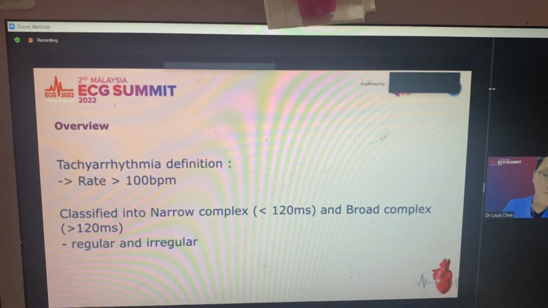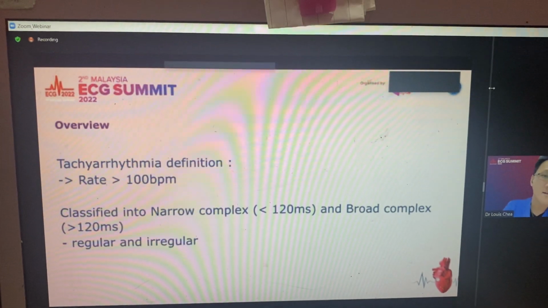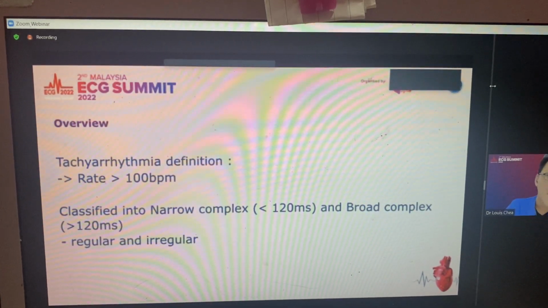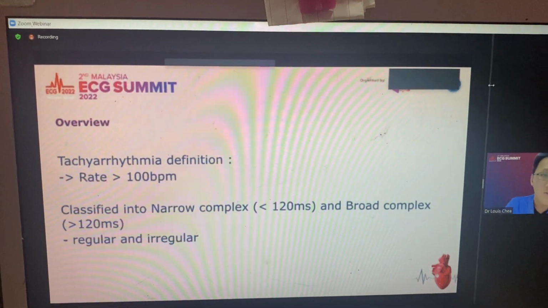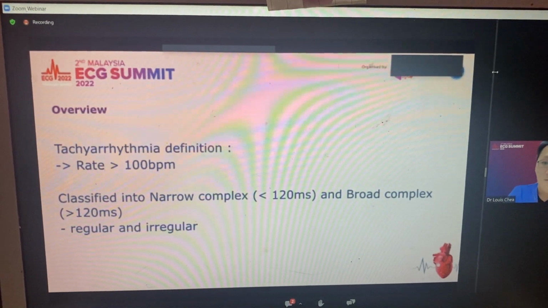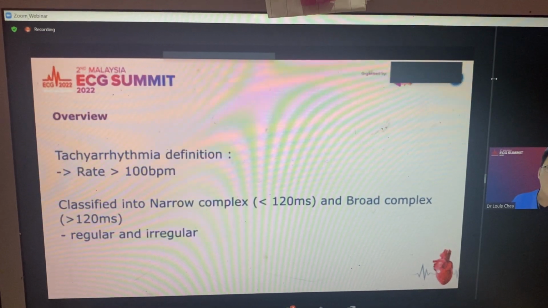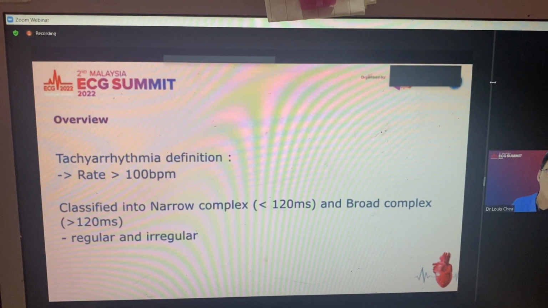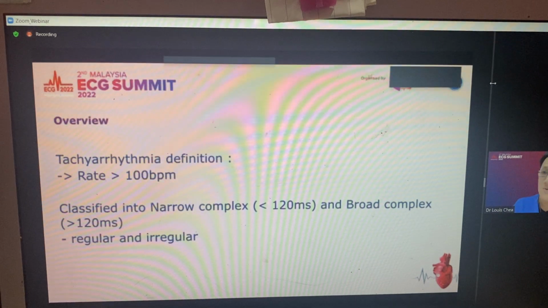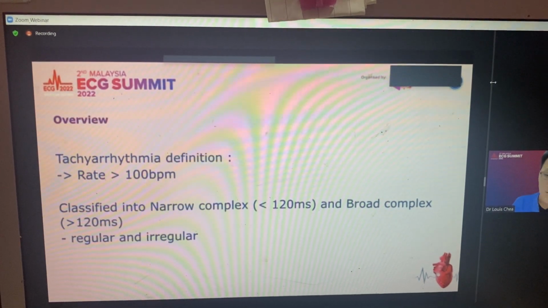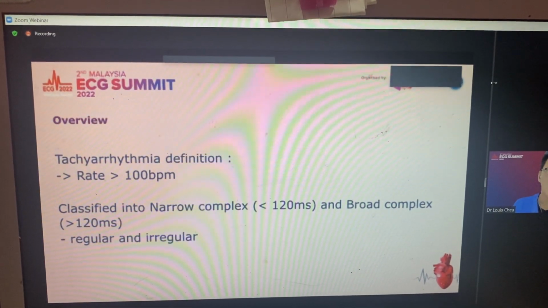So I'll give you an overview of the narrow complex tachycardia. The basic definition of tachyarrhythmia is any rate of more than 100 beats per minute. If the QRS duration is less than 120 ms, we term it narrow complex tachycardia, and of course, it is further classified into whether it is regular or irregular. So we're just going over some basics here.